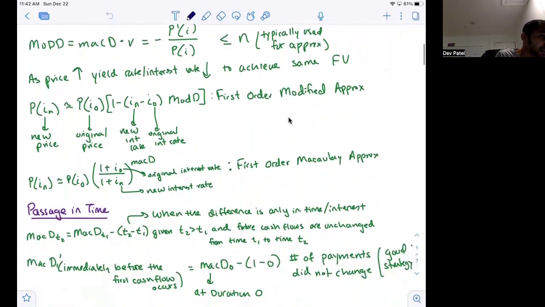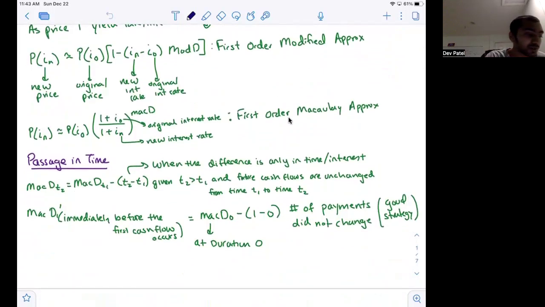We know that as the price increases, the yield rate or the interest rate will decrease to achieve the same future value. Now these two are the first order modified approximation and the first order Macaulay approximation to get the new price when we have a change in interest rate. For the first order modified approximation, we use mod D: the original price times 1 minus the change between the new interest rate and the original interest rate times mod D.